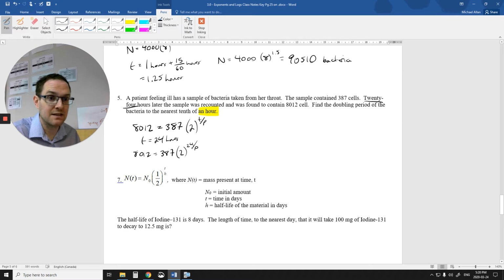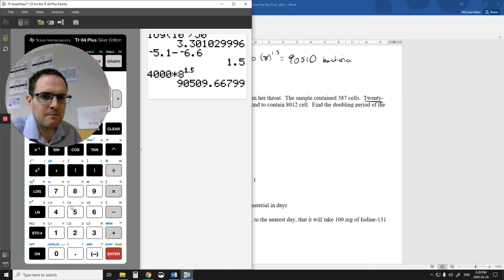Okay, but I'm solving for something in the exponent. So remember, there's a couple of ways to do this. I don't have to rearrange it first. I can take the log of both sides and then use my log laws, but it's easier, it's not wrong to do it the other way, but it's just easier to move this over to the other side so I can have a nice clean exponential function. So I'm going to divide 8,012 by 387 here.